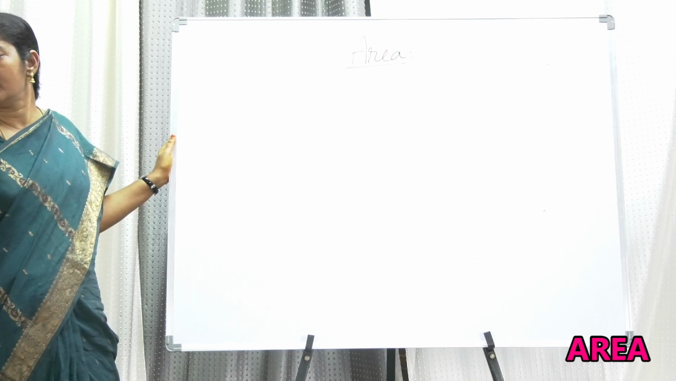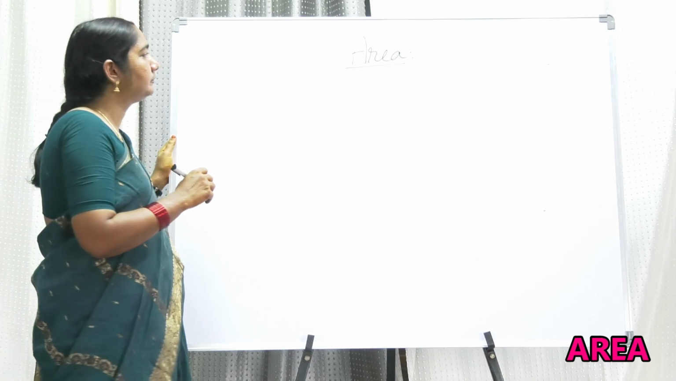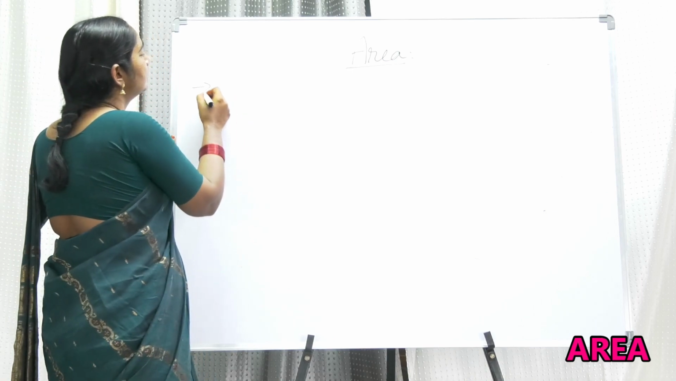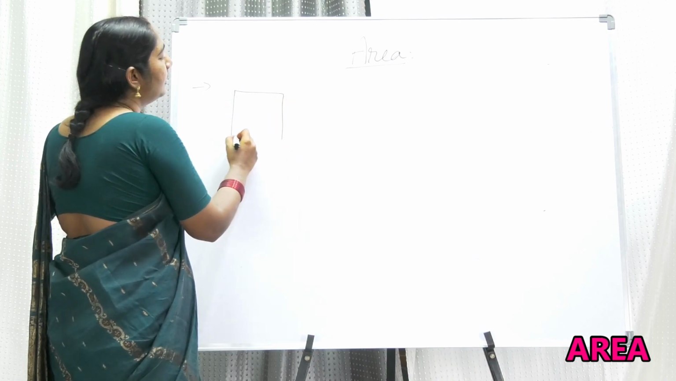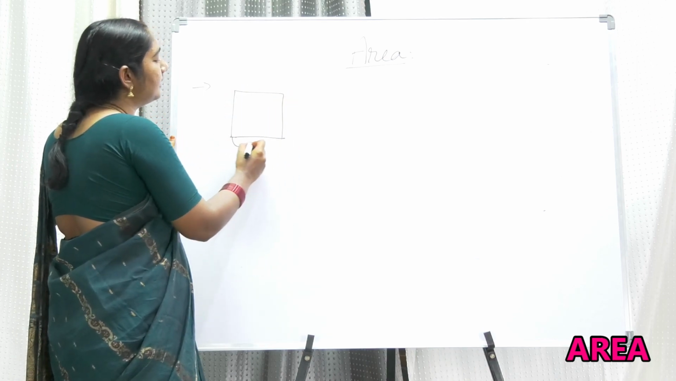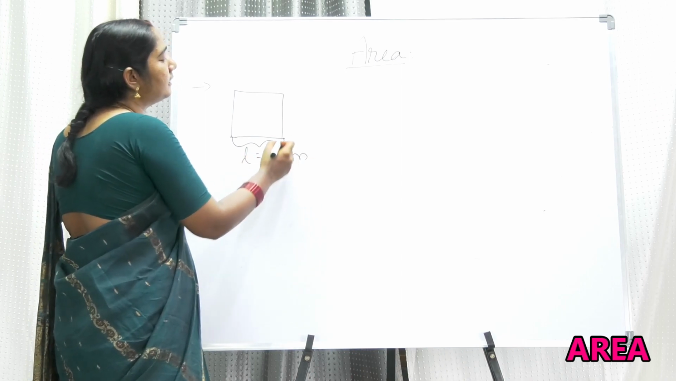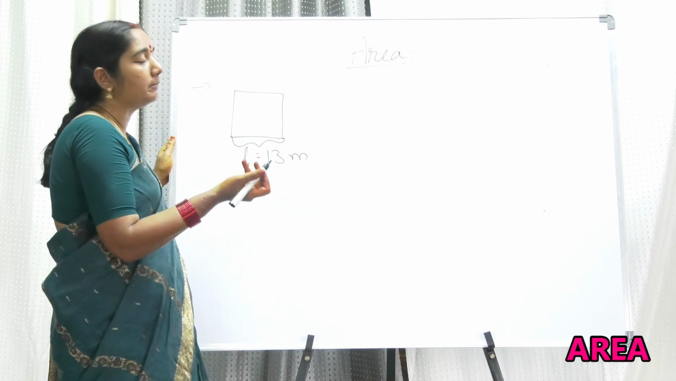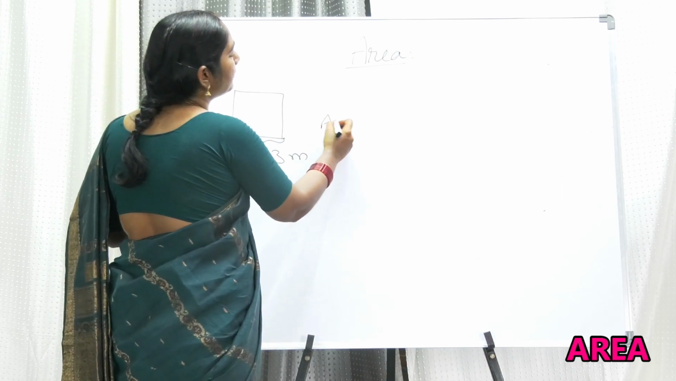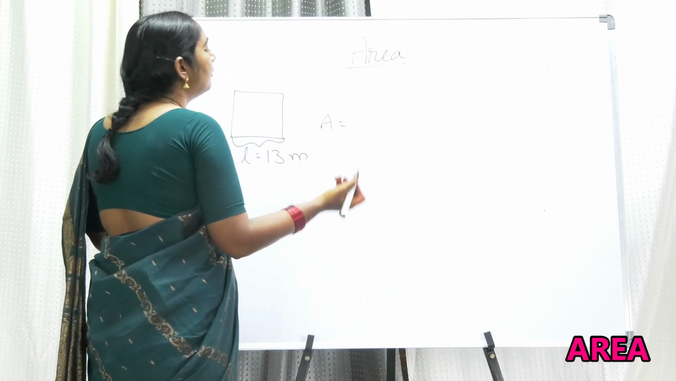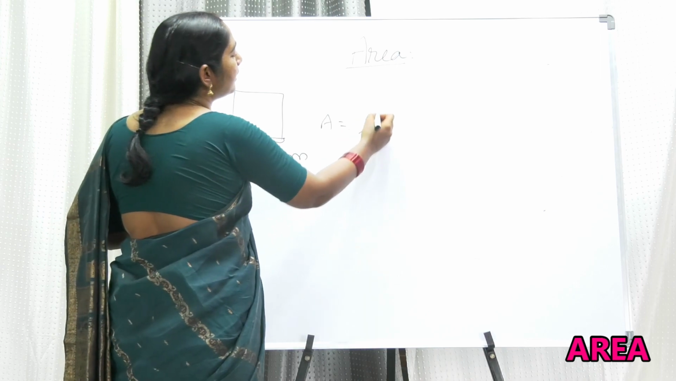Now, Madam, you can ask some questions. First question. The length of a square room is 13 meters. 13 meters means length and breadth are also the same because it is a square. What is the floor area of the room? Floor area is nothing but L square, length square.